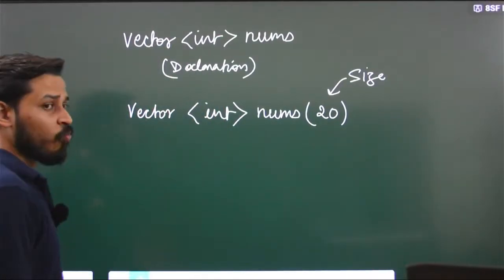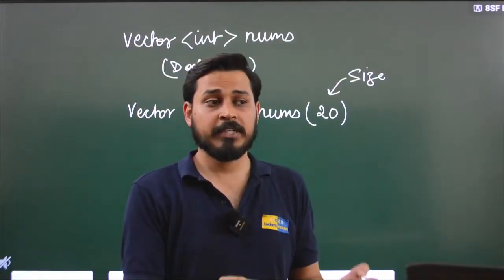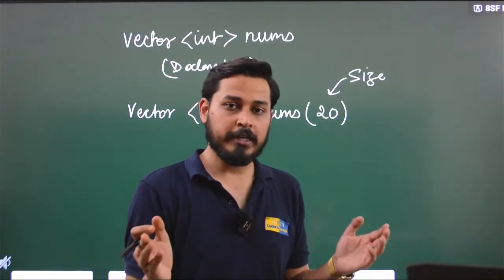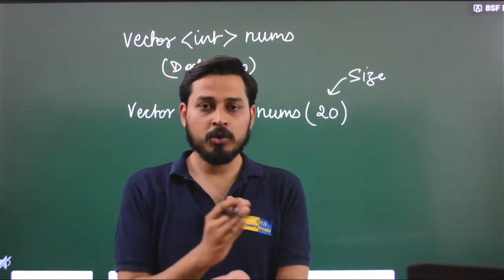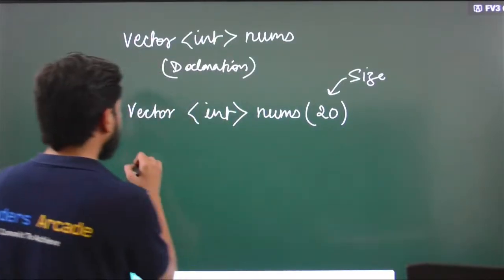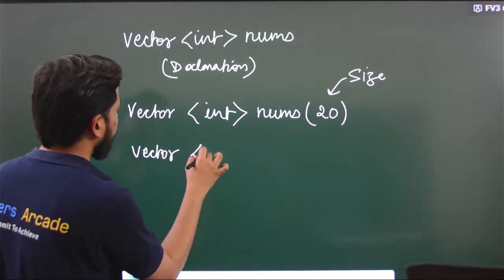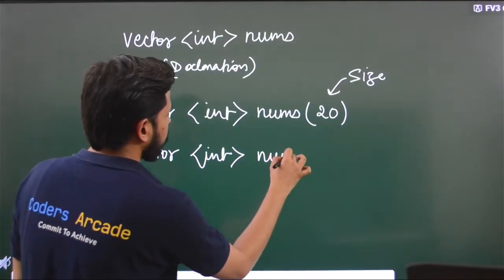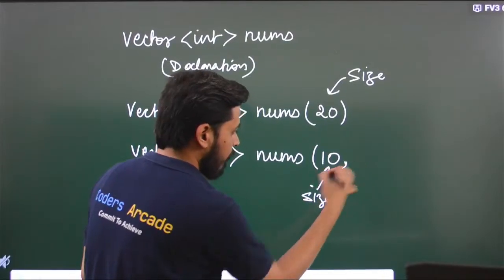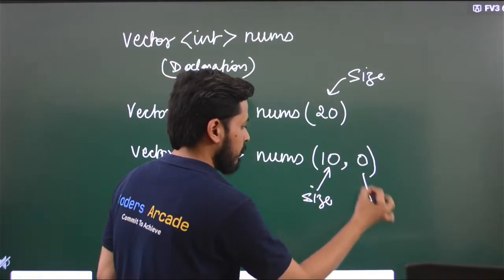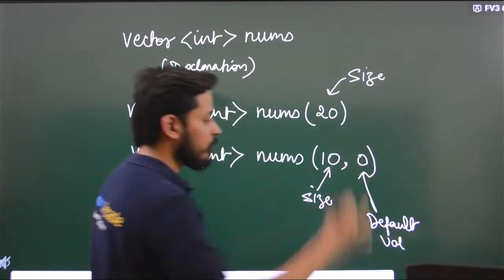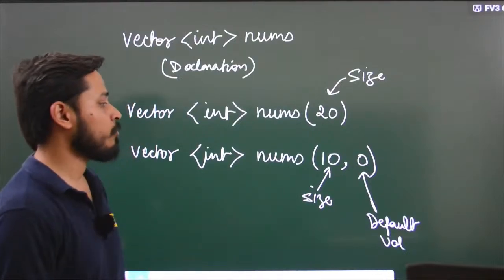Okay. What if I want to give a default value to this vector? That means I say create a vector of size 10 and fill all the 10 values with maybe 0 or maybe 10, something like that. In that case, I will say vector of type int, nums, and the size, this is the size, and I'll say comma, and the value 0. This will be your default value.